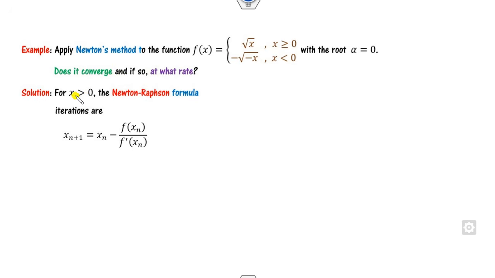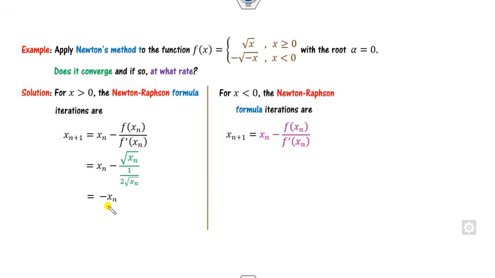When x is greater than 0, what will be my f(x)? Then f(x) will be root of x. What will be f dash of x? It will be half x raised to power 1 by 2. This is my f dash. I can substitute both values here, and you will get this expression. Now if you simplify, it will be xn minus 2xn. So what is that? This is minus xn.